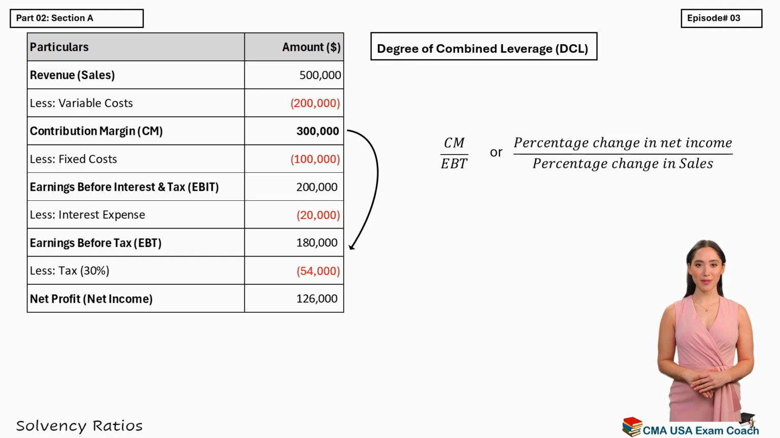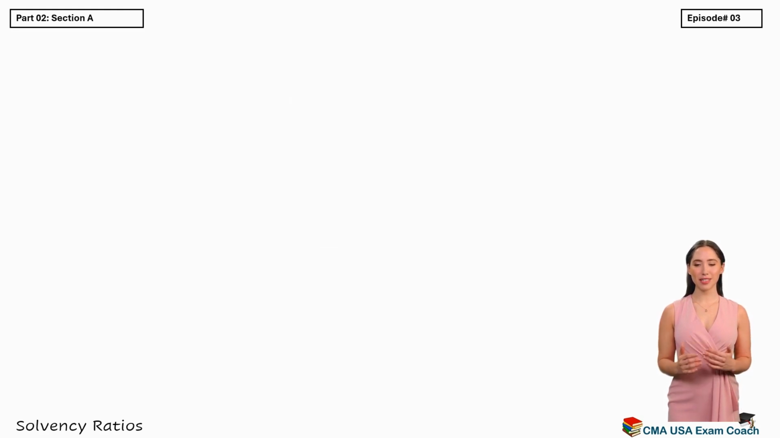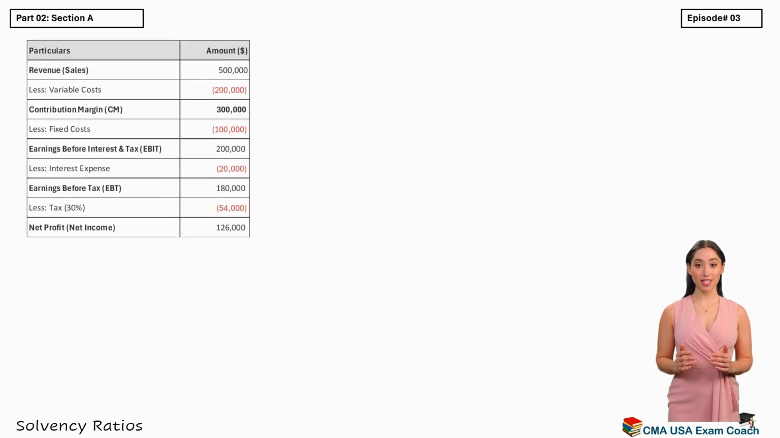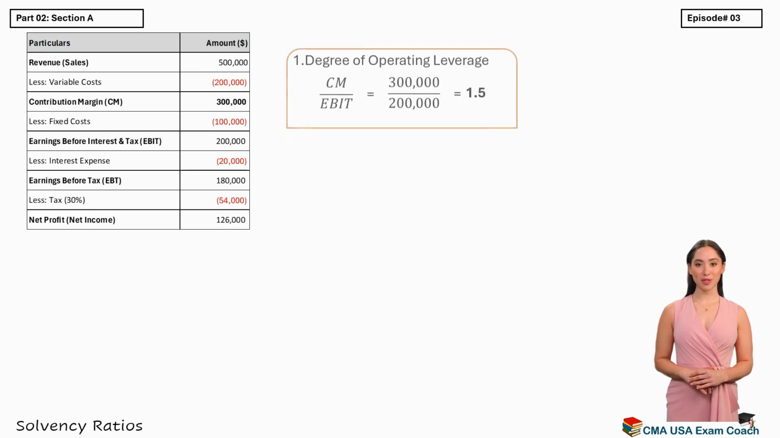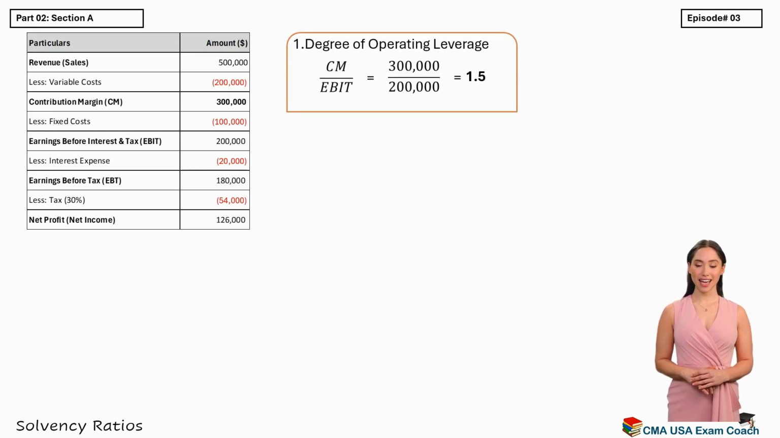Now, let's apply what we've learned and calculate the 3 degrees of leverage using a simple example. We have the shown financial data. Calculate the degree of operating leverage, DOL. DOL measures how well the contribution margin covers fixed costs and how sensitive EBIT is to sales changes. Formula is contribution margin divided by EBIT. Here, 300,000 divided by 200,000, which gives 1.5.